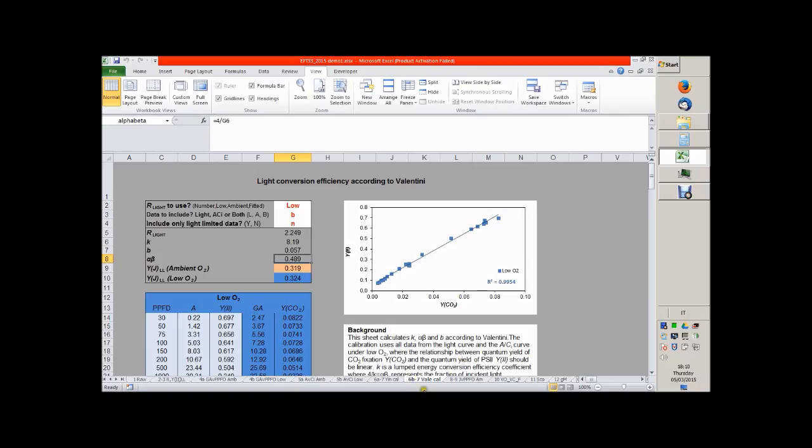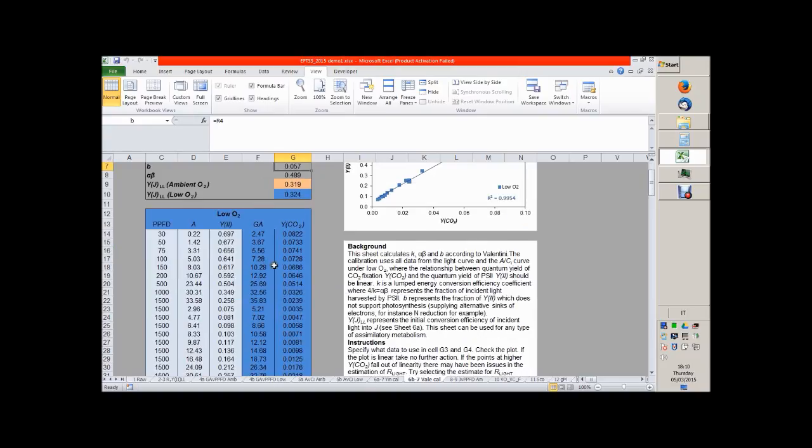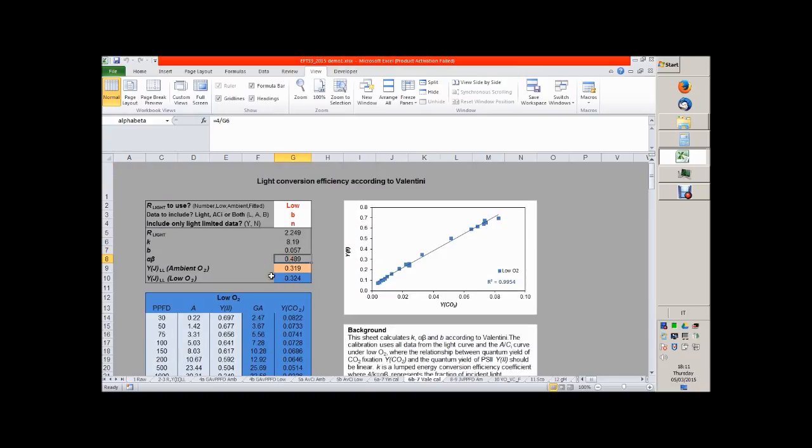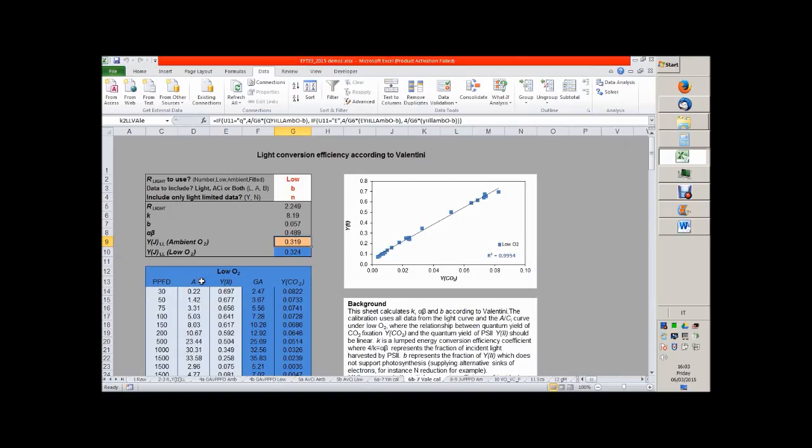Sheet 6b7 calculates two important light conversion coefficients according to the calibration of Valentini. These are B and alpha beta. Alpha beta represents the light partitioning to photosystem 2, and B represents the fraction of the yield of photosystem 2 which is not used by photosynthesis and the photorespiration cycle. YJLL is the initial and maximal quantum yield for electron transport and will be used later in sheet 8-9.